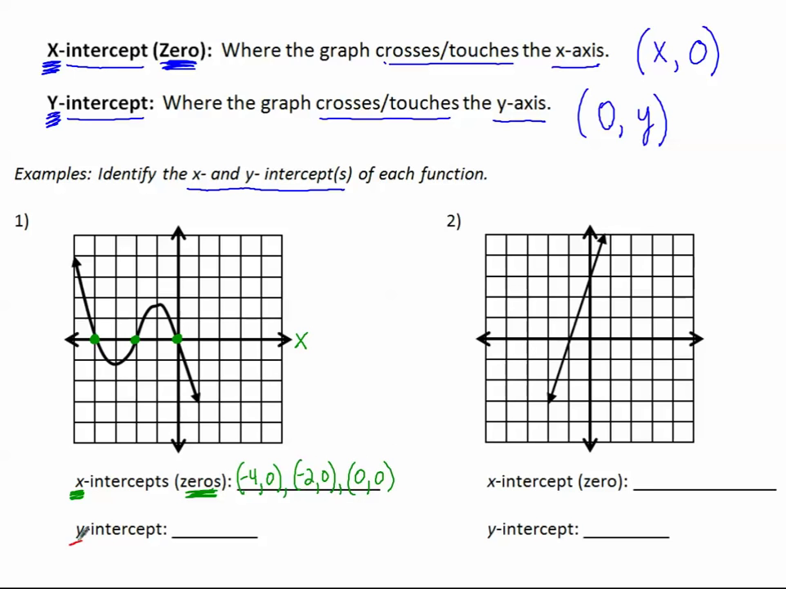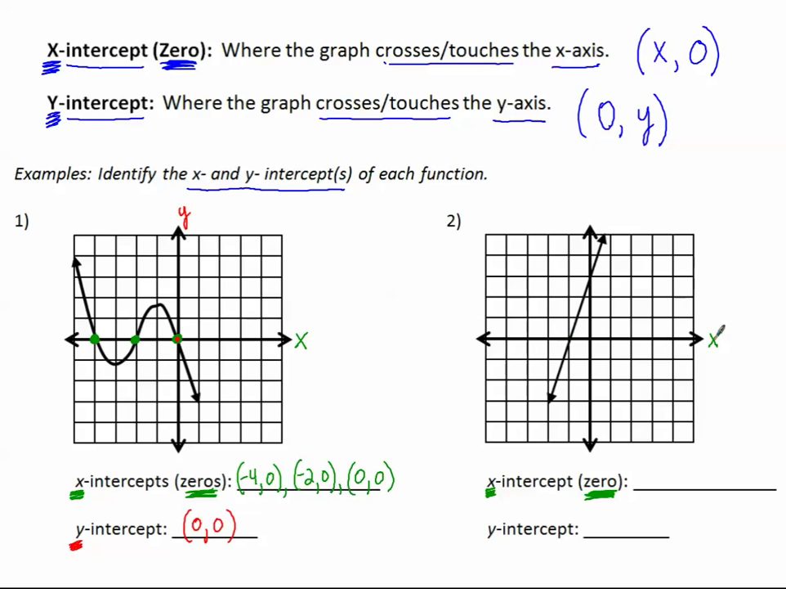Now let's look at the y-intercepts. Here's the y-axis, goes up and down. Notice the y-intercept is a repeat of one of the x-intercepts. It's also 0, 0. Let's look at another. X-intercept, or 0, is a shortcut name for it.